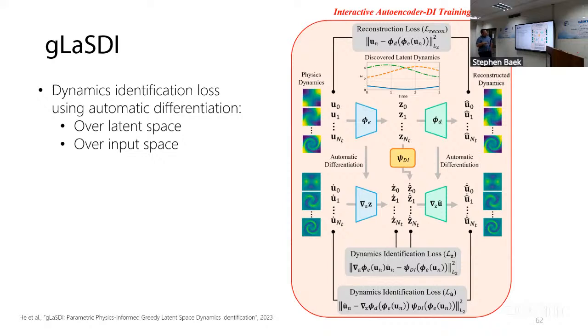And then there we have different loss terms. One is the reconstruction loss. So the reconstructed fields should be the same as the original field, is what the reconstruction loss is about. This is the usual reconstruction loss in the autoencoder literature. But then there are the dynamics identification loss terms, where the z dot computed by the Jacobian of the encoder gets compared against the z dots predicted by the dynamics model from the previous z values.